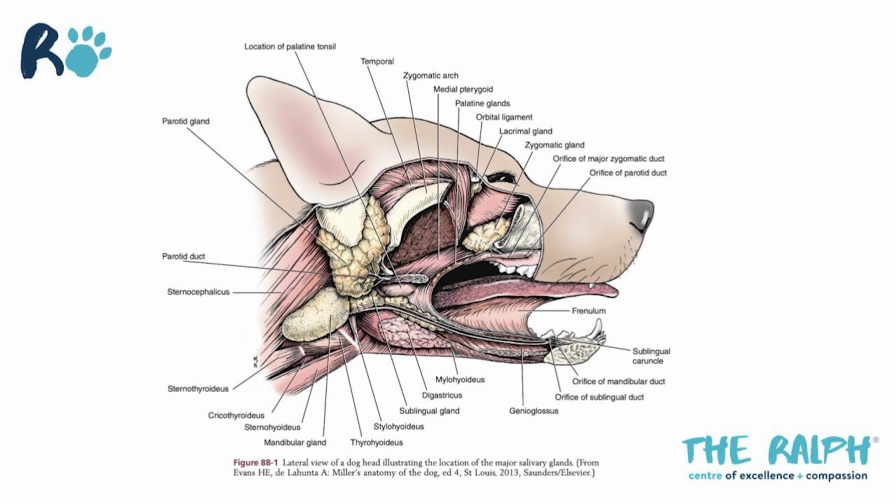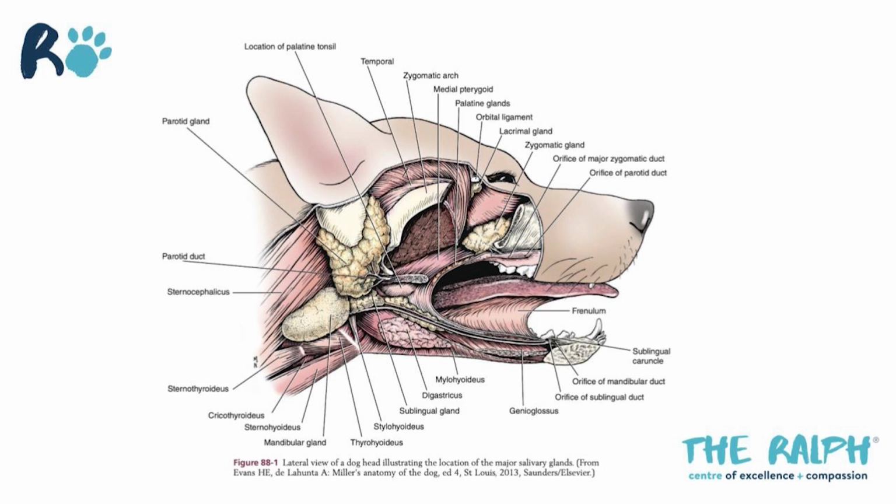Then the zygomatic salivary gland is located ventral to the eye globe and medial to the zygomatic bone, which is missing here. It has several ducts opening into the mouth. The major one opens approximately 1 centimeter caudal to the parotid duct, so at the level of the last upper molar tooth.